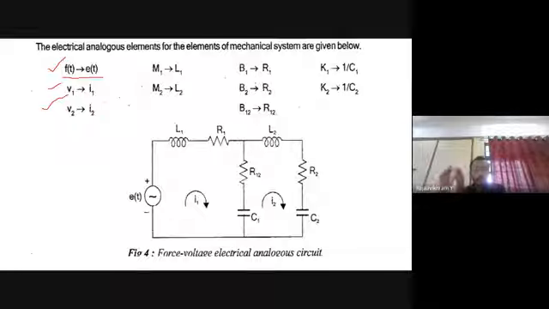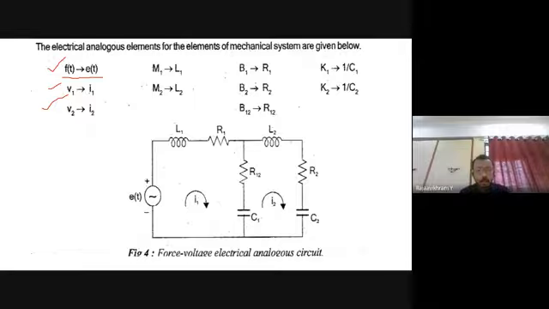Equivalently, the number of loops in the electrical system. So this is the general guiding principle, a principle to draw the diagram. You have to find out how many mass elements there are. If there are two mass elements, meaning two nodes, then in the same way you have two loops in the electrical system.